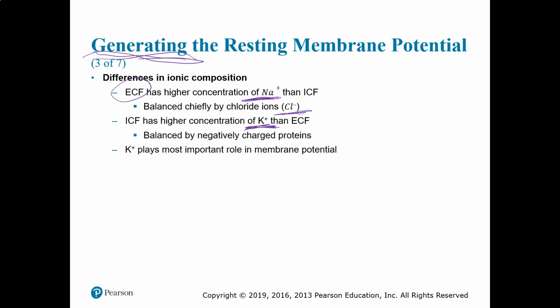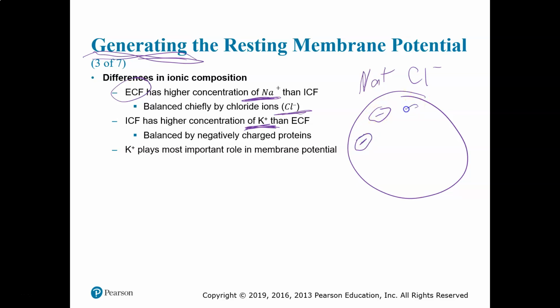And then there are proteins inside the cell, large proteins that cannot move from inside the cell that are negative already. So you've got positive charges out here and negative charges that kind of balance each other. And then you've got large proteins with negative charges that can't move out of the cell.